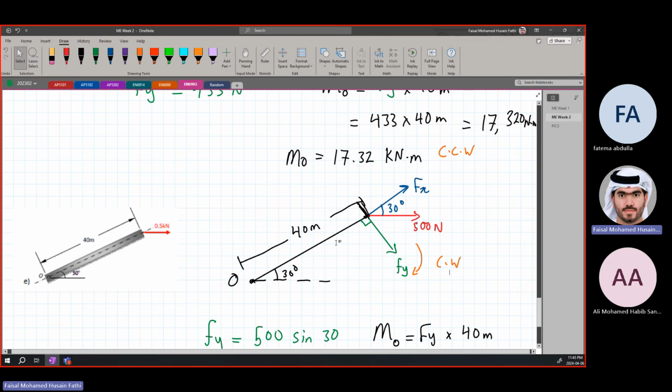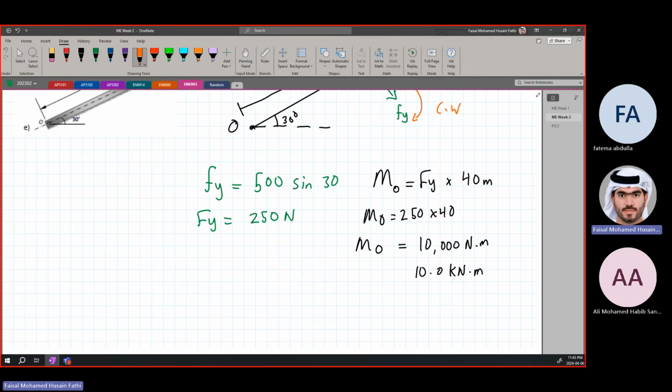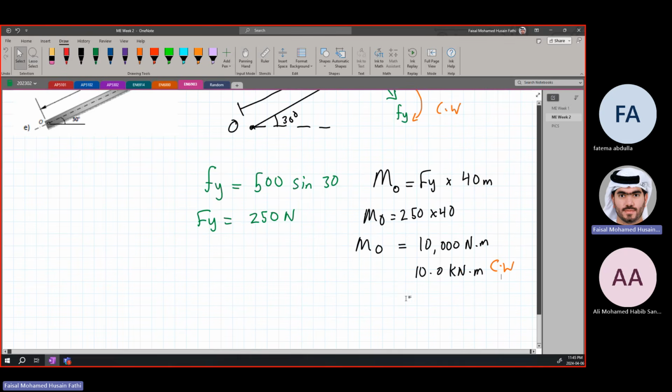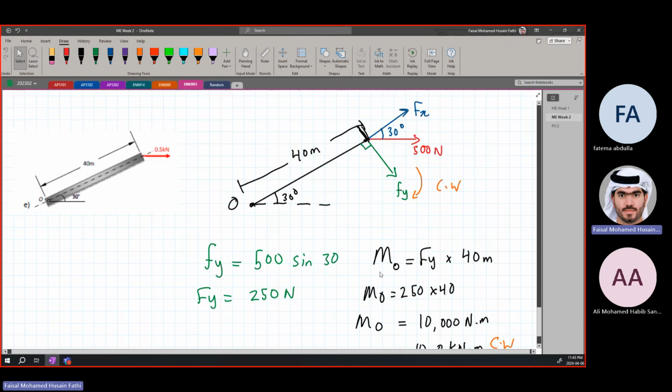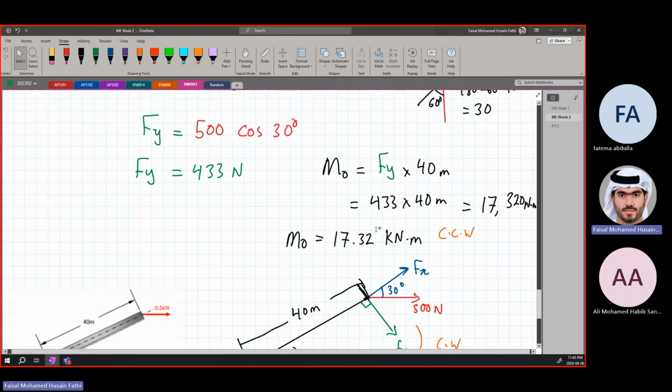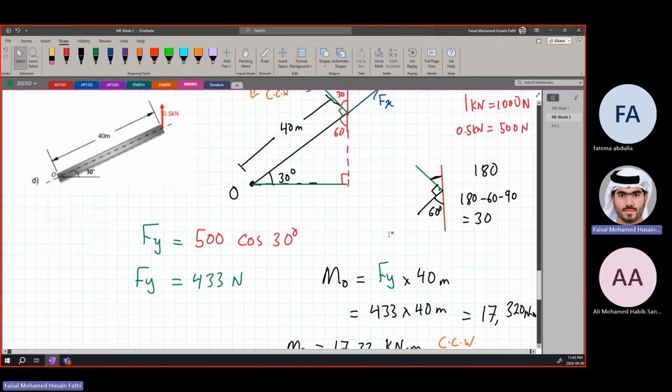If you have a plastic ruler and you are putting a force on it at the edge, which way is it bending? You will see that it is going downwards. The shape of it is going in this direction, so this is going to be a clockwise bend. So this moment is going to be clockwise. Clockwise is positive, so this moment is positive, and this moment is negative because it's counterclockwise. All right.